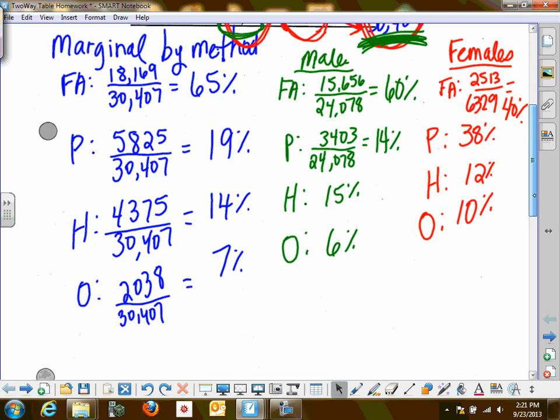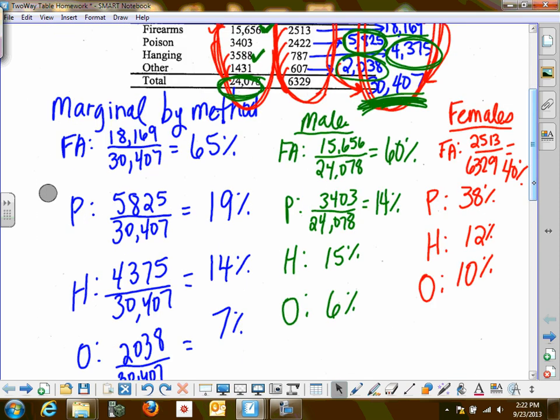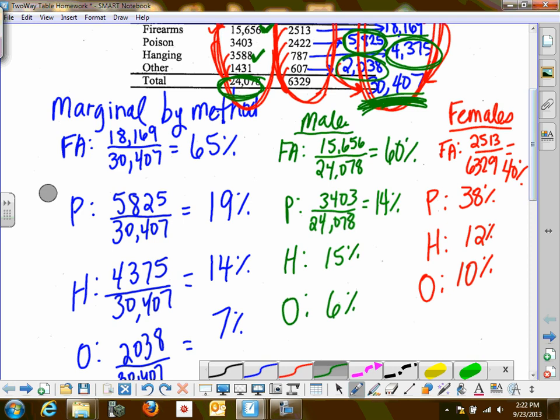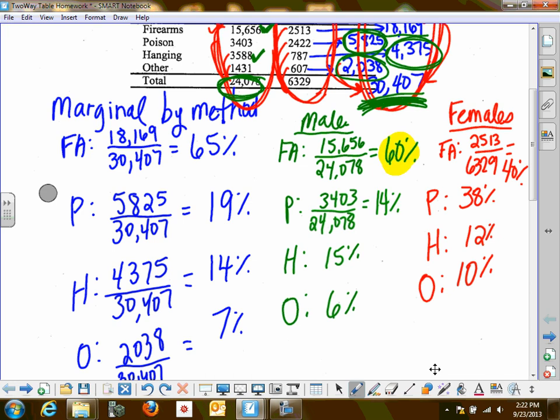All right, now let's talk about what you compare. Once you have the marginal and the conditional, we need to talk about what to compare. So what kind of things should we compare? Compare a conditional to the marginal, correct. Do not compare conditional to conditional. So do not compare your male rates to your female rates. You are comparing a conditional to what is supposed to be happening overall.